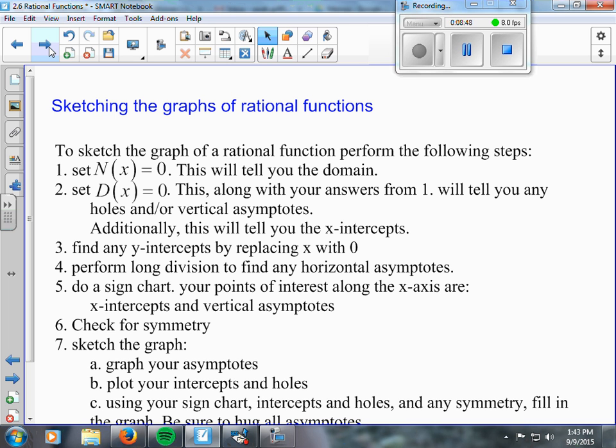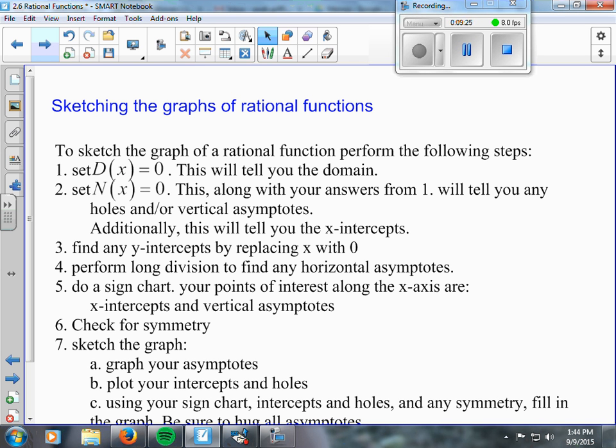So the first things we do are set the numerator and the denominator equal to 0. Let's see here, I have these mixed up. So if you were writing this, turn them around. The first thing to do is set the denominator equal to 0. That tells you the domain. It also tells you if there are holes and/or vertical asymptotes. So what you do next is you set your numerator equal to 0. That's how you figure out your holes or your vertical asymptotes. When the numerator equals 0 and it's not a hole, then that's your x-intercepts.